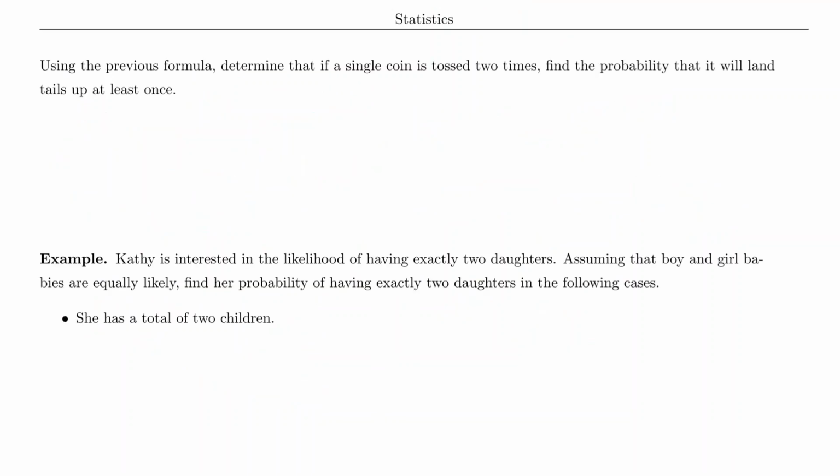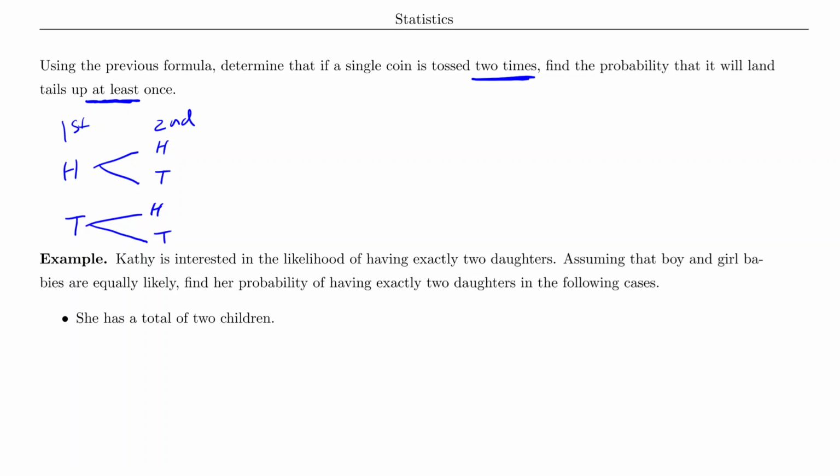Another example. Using the previous formula, determine, if a coin is tossed 2 times, in this case not 3 times, the probability that it will land heads up at least once. We have to pay attention to this wording, right, at least once. So let's list all the outcomes. If I get heads first, I could get heads again or tail. If I get tail first, I can get heads second and tail again. So there are a total of 4 outcomes.